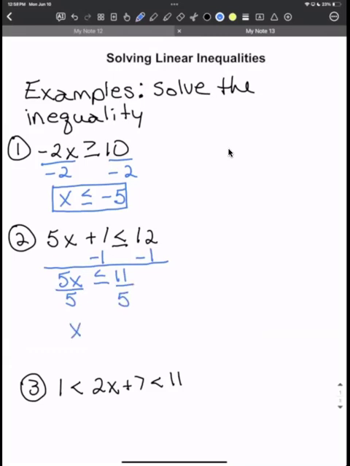And we have x is greater than or equal to 11/5.